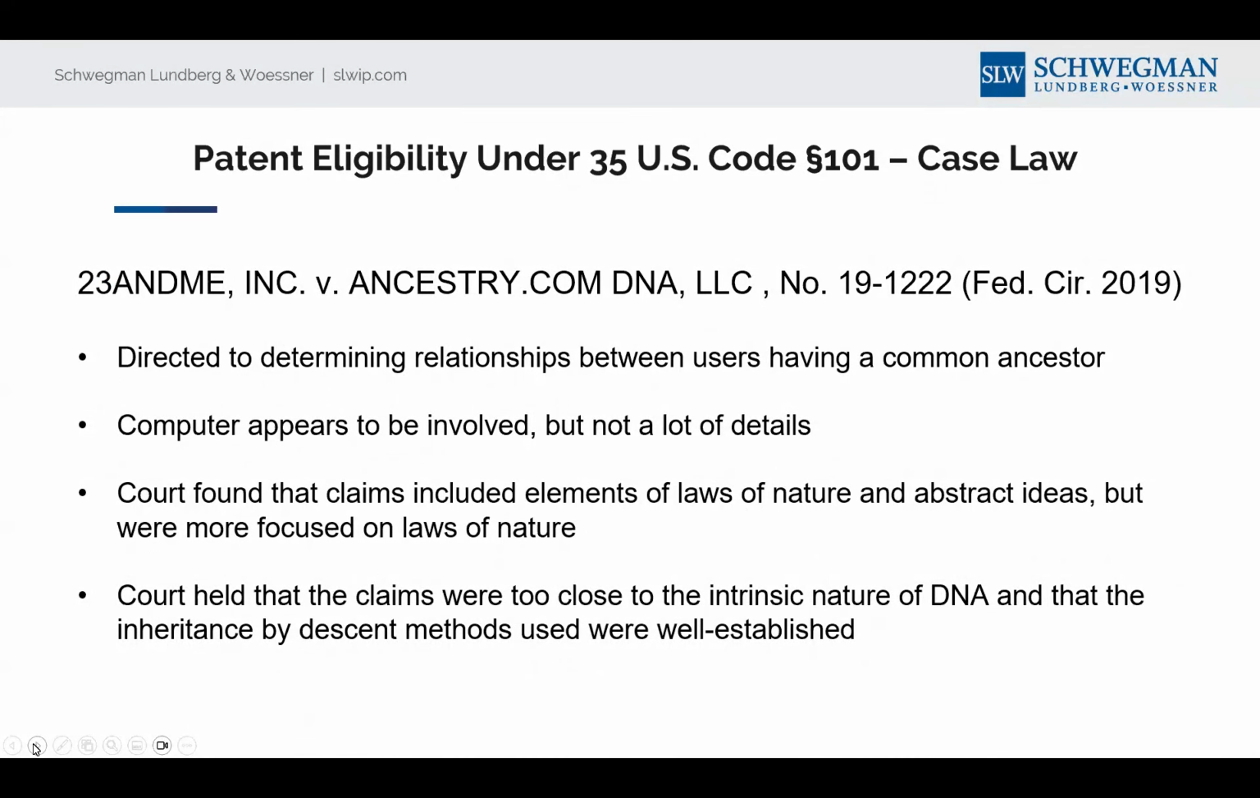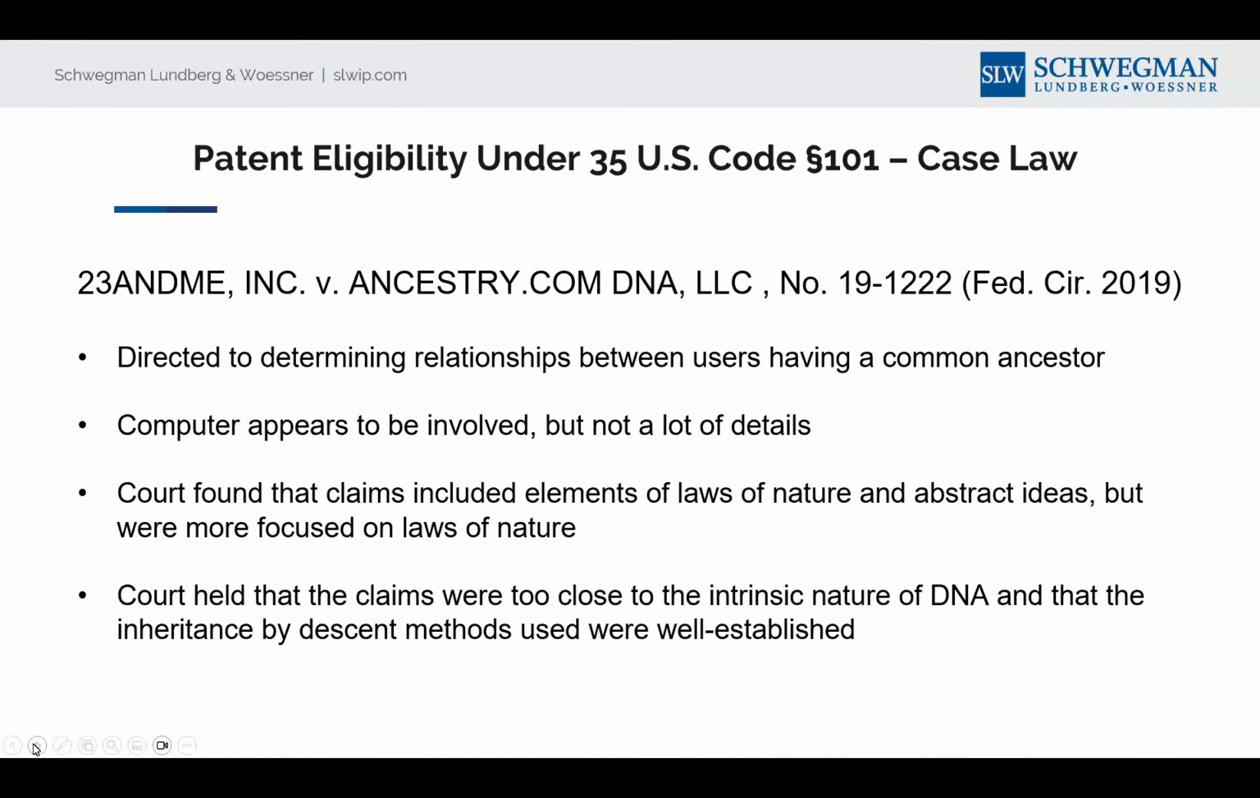So one case where we at least have life science subject matter in it is 23andMe versus Ancestry. And this is a pretty old case. In this situation, the claims included a computer in some of the operations, but it wasn't necessarily clear that they were involved in all of them. And there wasn't a lot of detail around that. And so it's actually the court.